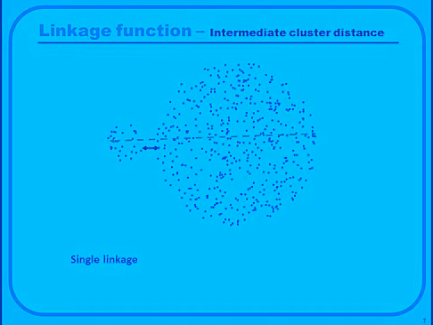The opposite of this is complete linkage. We are trying to find the distance between the two farthest points in the clusters. So you'll take the point which is the farthest from there, and you'll take the point from the other cluster which is the farthest.